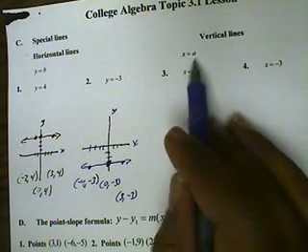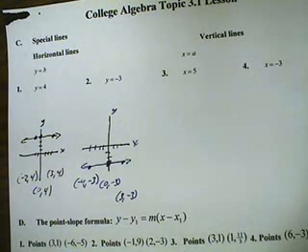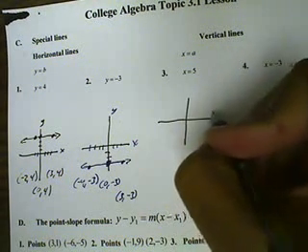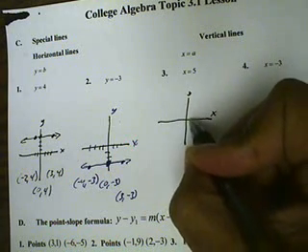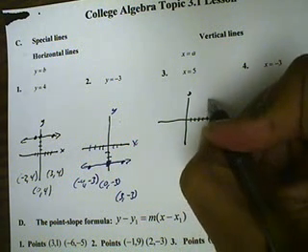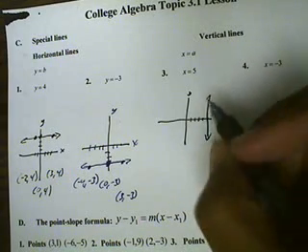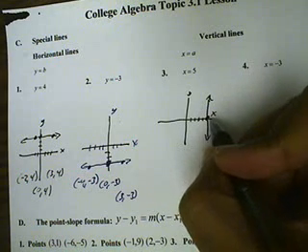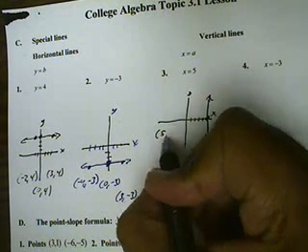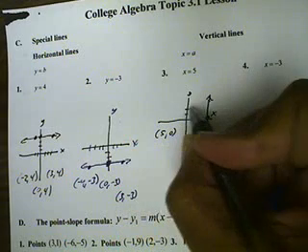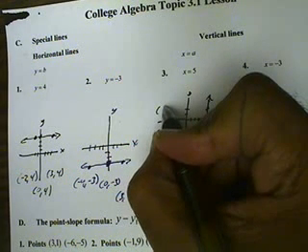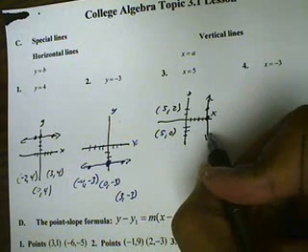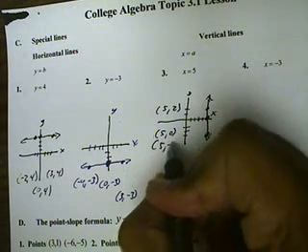Vertical lines are x equals. So here we have x equals 5. So we're going to create a vertical line. We'll go to 5 on the x-axis, 1, 2, 3, 4, 5, and create a vertical line. Some of the points along this vertical line for x equals 5 would be right here (5, 0), here (5, 2), and here we would have (5, -3).